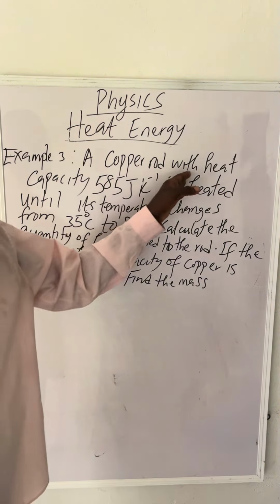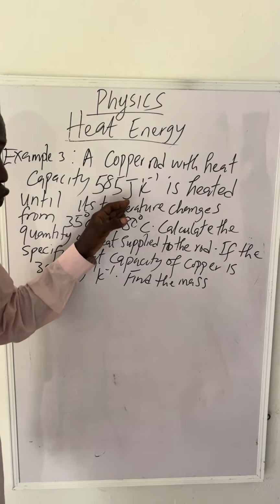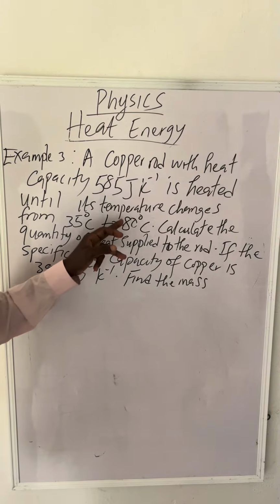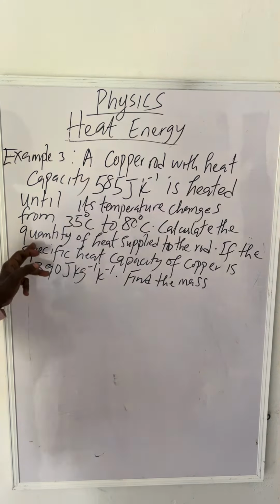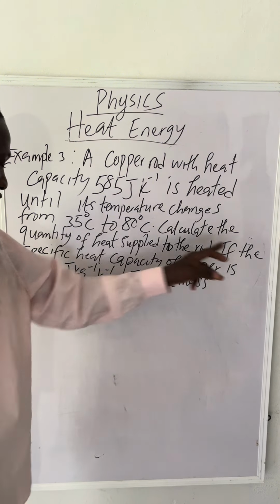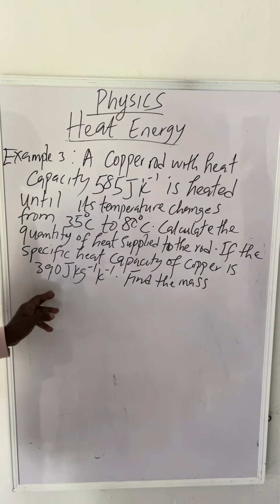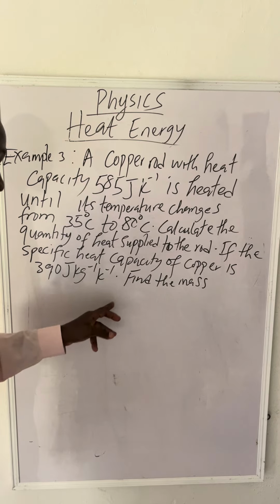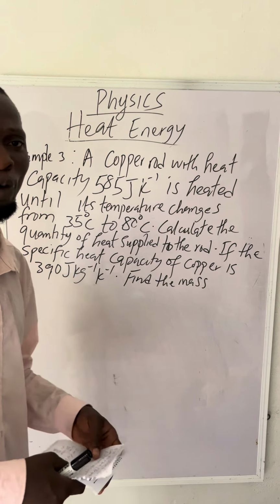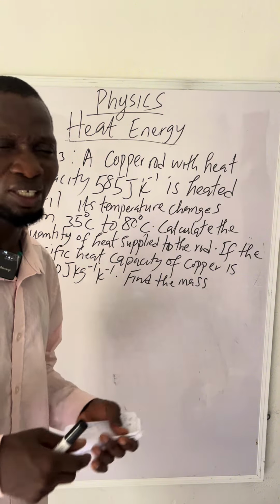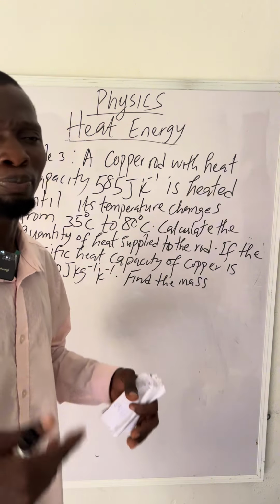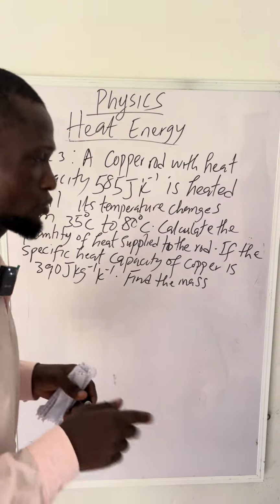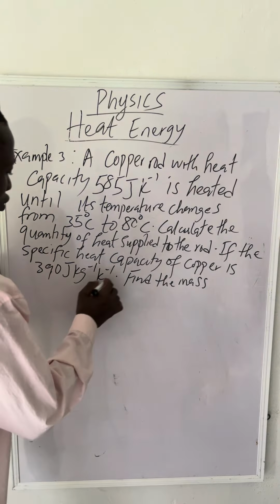A copper rod with its heat capacity 585 joules per Kelvin is heated until its temperature changes from 35 degrees Celsius to 80 degrees Celsius. Calculate the quantity of heat supplied to the rod. If the specific heat capacity of copper is 390 joules per kg per Kelvin, find the mass. That is, we have to find the mass of copper. Now, we're going to do this the same way. That is, we're going to bring out all our parameters, and both what it asks us to find, and we're going to calculate them one after the other. So the solution is going to go this way.